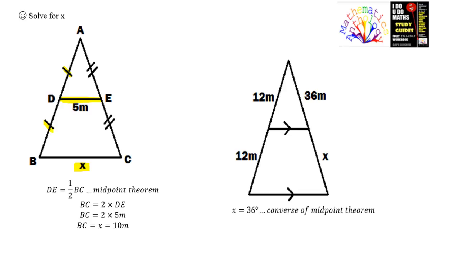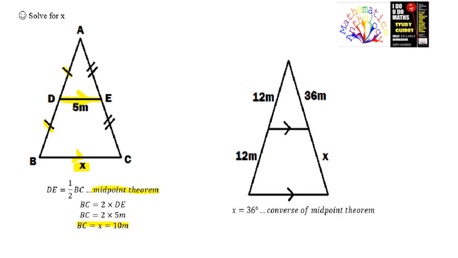So because the midpoints are joined, it means that DE is parallel to BC, and DE will also be half of the value of BC at the bottom. So BC then will be 10 meters because DE is 5. This is because of the midpoint theorem as our reason.